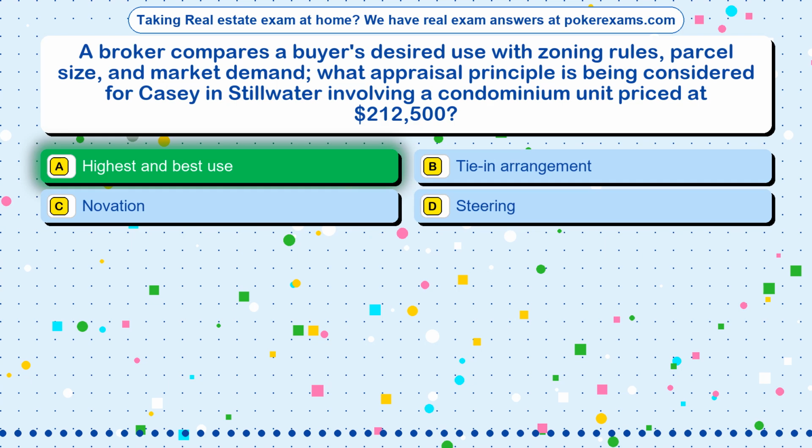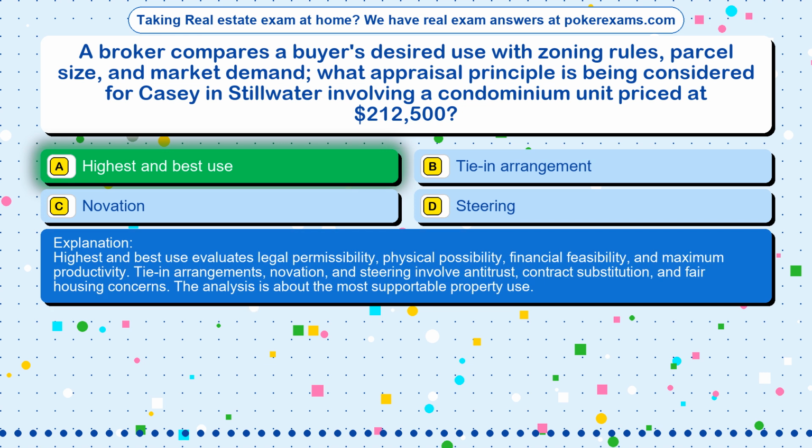The correct answer is option A, highest and best use. Highest and best use evaluates legal permissibility, physical possibility, financial feasibility, and maximum productivity. Tie-in arrangements, novation, and steering involve antitrust, contract substitution, and fair housing concerns. The analysis is about the most supportable property use.